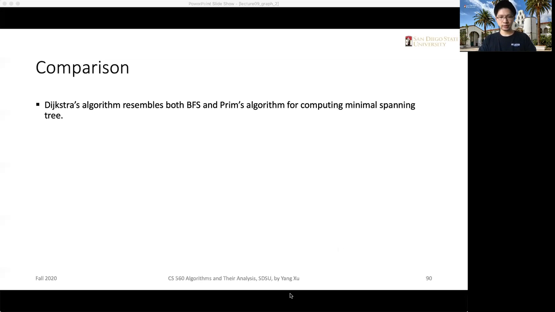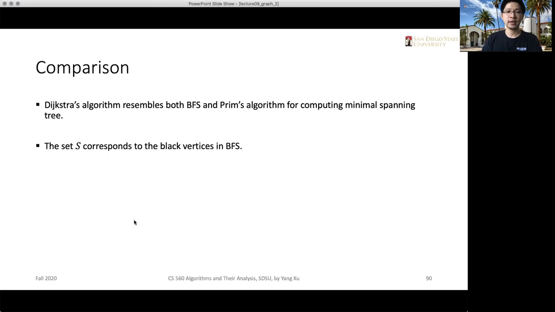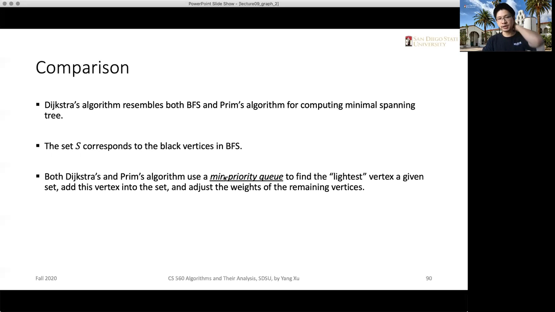Okay, so the similarity is that we maintain some empty sets and we incrementally insert vertices or edges into that empty set. And the sets actually correspond to the black vertices in the BFS. After we have explored all the adjacent vertices, then we will paint a vertex black. That is a similar case in Dijkstra's algorithm. So, both Dijkstra's algorithm and Prim's algorithm will use a minimal priority queue to find the lightest or the smallest vertex given a set. Okay, and we need to add this vertex into the set, and we need to implicitly adjust the weights of the remaining vertices. That is something that's very similar.